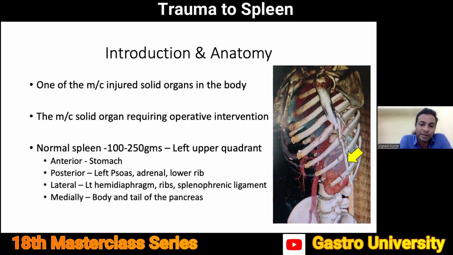What I want to show in this picture is basically the relationship of the spleen to the lower ribs, specifically the 9th, 10th, and 11th ribs. So when the lower ribs on the left side are injured, you are more prone to have injuries to the spleen.